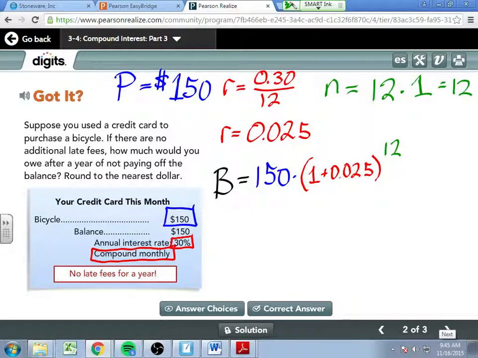Again, we do the 1.025 to the 12th first. That gives me 1.34488. Another 8 if we want it. That then times 150. Guys, again, if you don't have a TI-30, please talk to your parents about this.